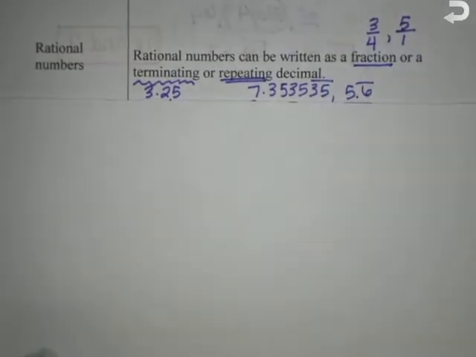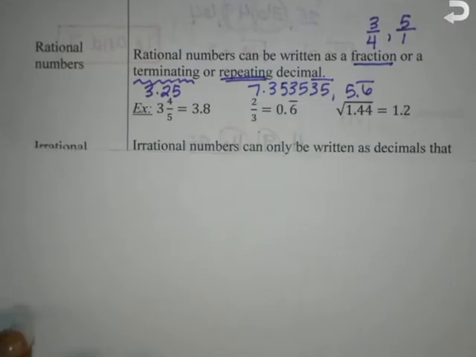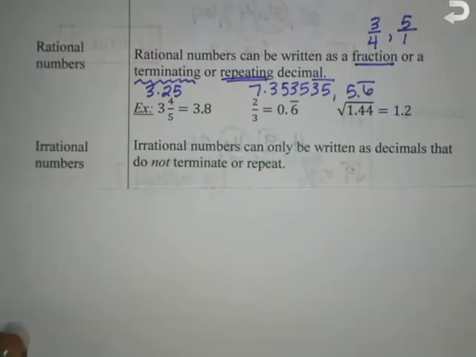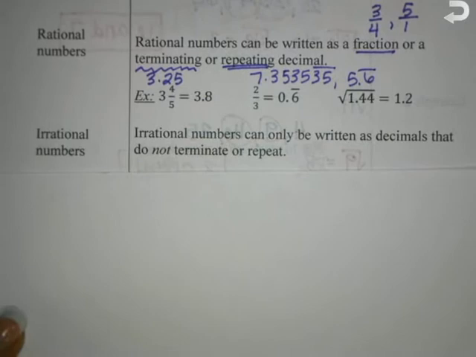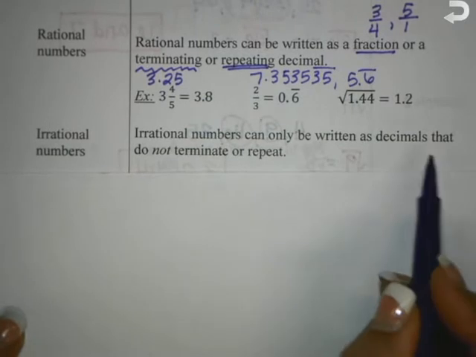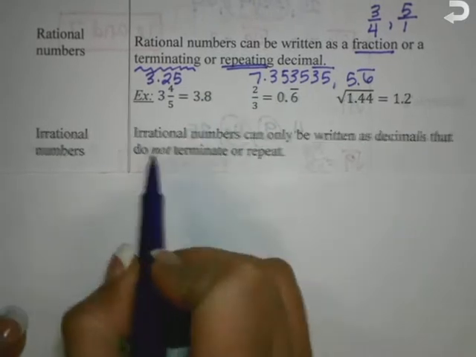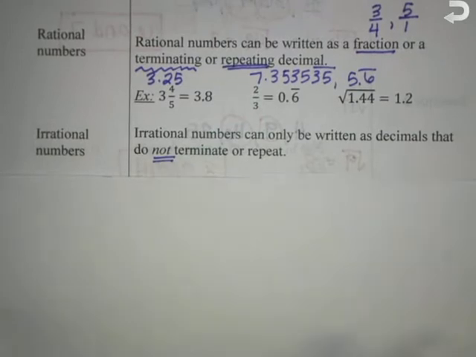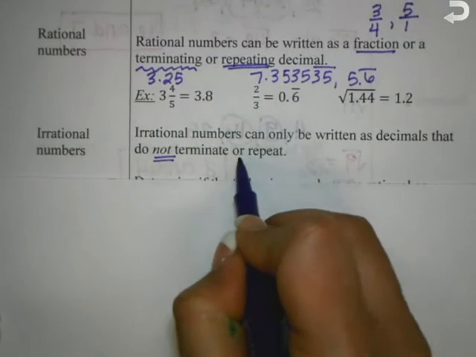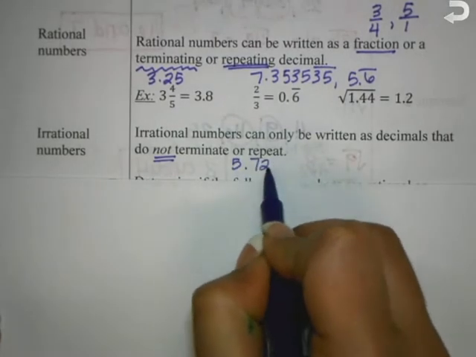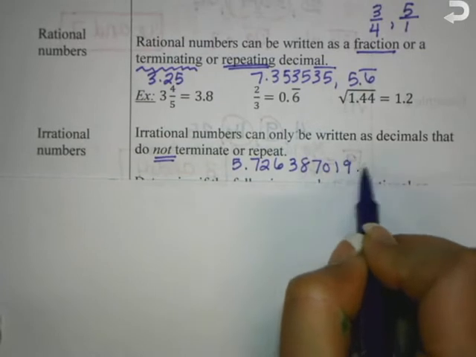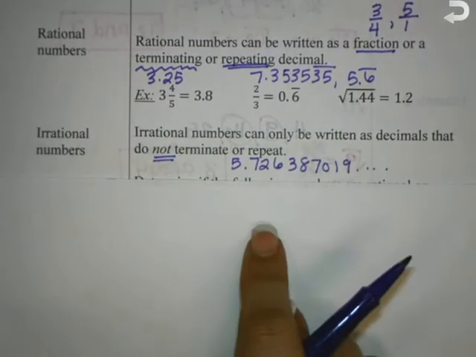So, what does irrational mean? Okay, you don't have to write these examples because we did our own already. So, an irrational number is a number that can only be written as a decimal that does not terminate or repeat. So an irrational number is a number that just goes on and on and on and on. So like 5.726387019, on and on and on and on. And it never repeats anywhere. Okay, so that means that it is irrational.